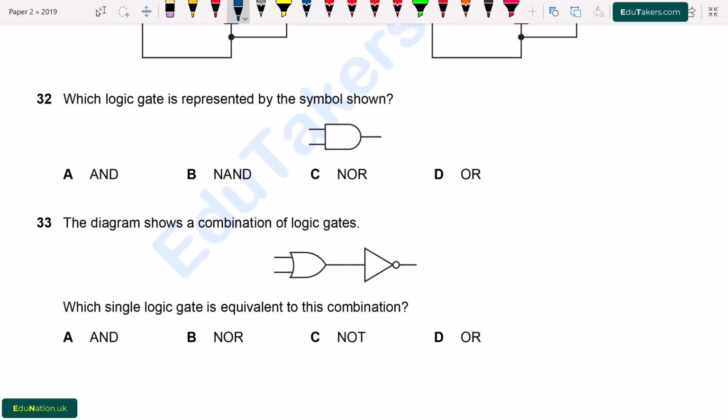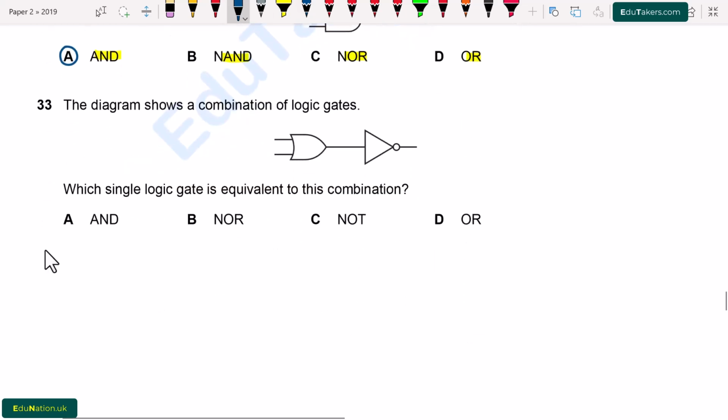Question number 32. Which logic gate is represented by the symbol shown? Here is the symbol. For the logic gate, it consists of 2 inputs and a single output. So this symbol is basically for the AND gate. Now we see the options. Option A, AND, B, NAND, C, NOR, D, OR. Option A is correct, which shows that it is the AND gate.